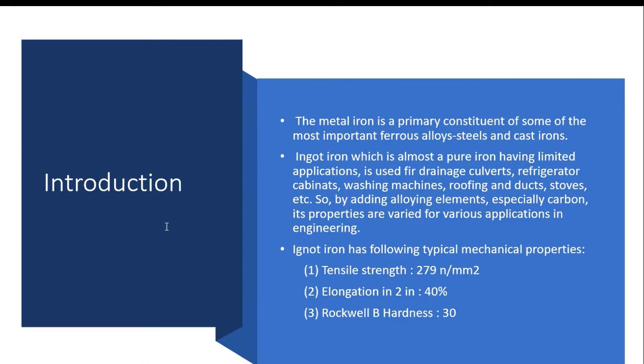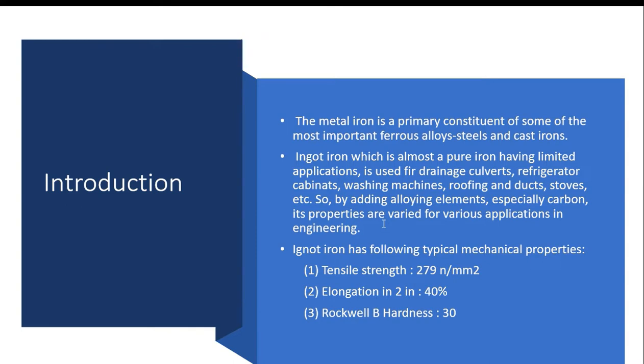First, the metal we know basically is iron, a primary constituent of some of the most important ferrous alloys. That means steels and cast iron. Likewise, there are so many. We are mixing some elements with iron, but the major thing is iron, and we mix carbon into this system.